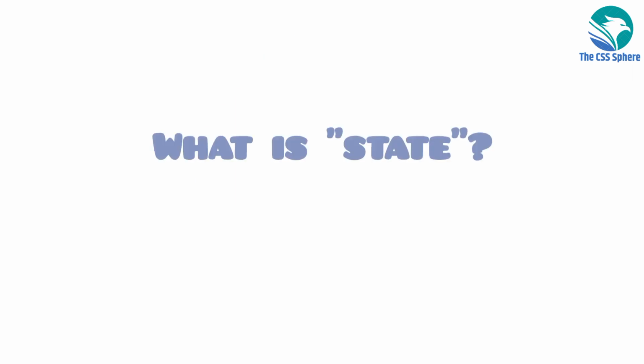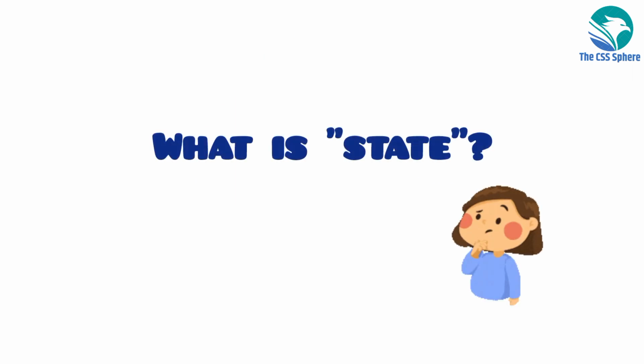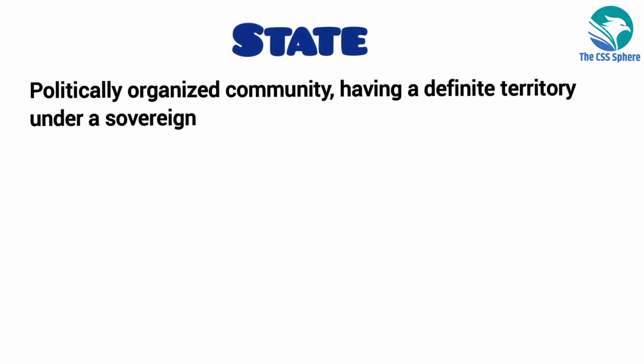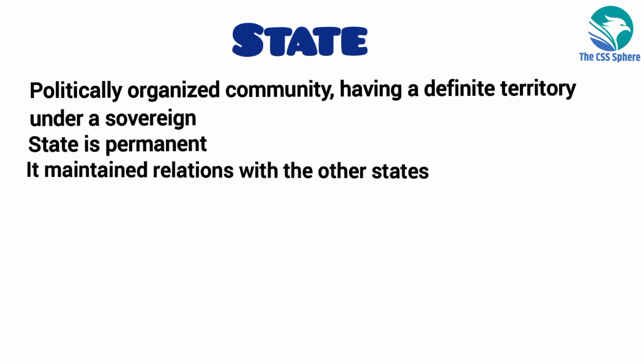Before government, one needs to know about what is the state. State is a politically organized community of the people having a definite territory under a sovereign. State has a sovereign, it is permanent. It takes part as an independent autonomous role in maintaining relations with the other states. And government is the part of the state.